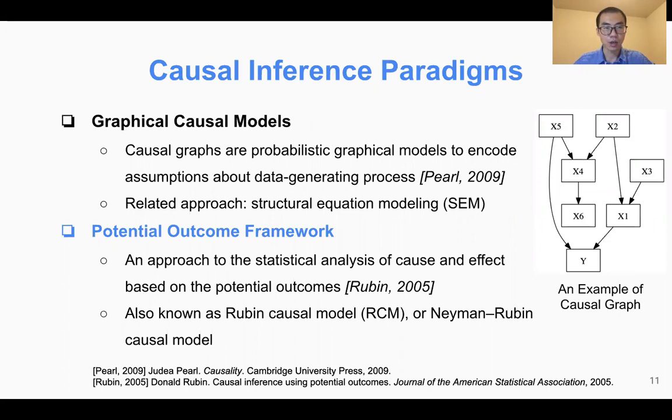The first one is causal graphical models, which use causal graphs to represent the causal relations among a set of variables. In this example of a causal graph, there are 7 variables, x1, x2, until x6, and y. Each node here is a variable, and each edge represents the relationship between a pair of variables. x1 is connected to y, meaning that y will respond to any changes of x1. In other words, x1 is a direct cause of y.